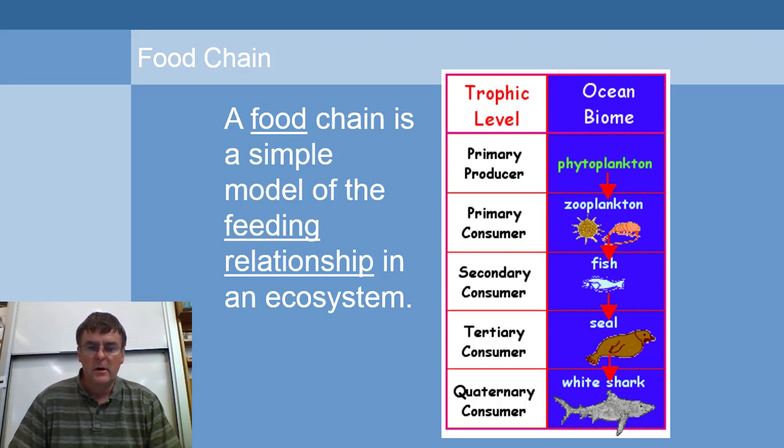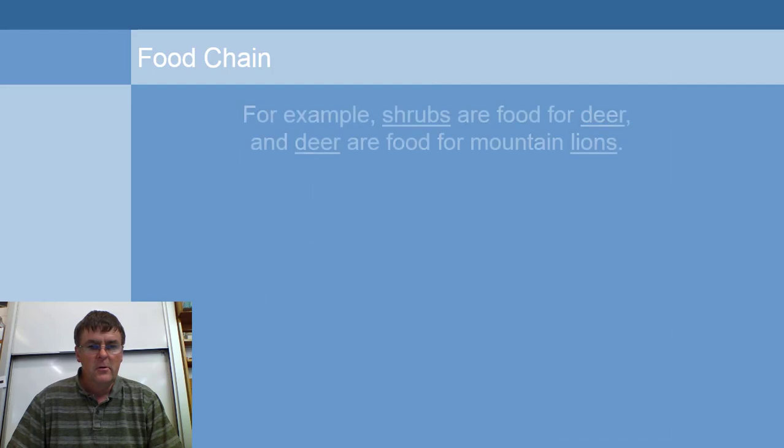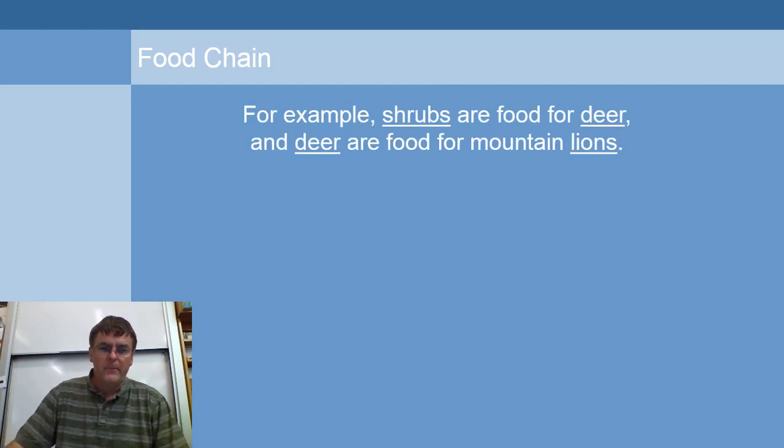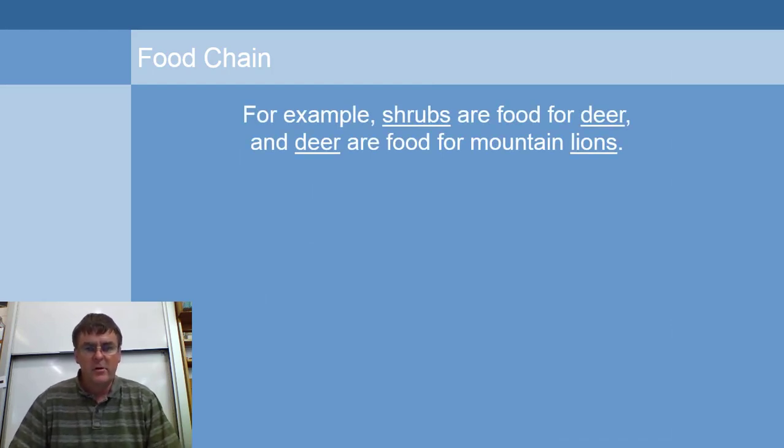So you can see here we've got primary producer, that's producing the energy, and then we've met the consumer term before, so that's the things that are consuming the energy. We're going to look at a little bit more detail what's going on there. So, for example, shrubs, they're producers, deer are herbivores. Deer are then food for the next thing up the food chain, the mountain lions, which are carnivores.